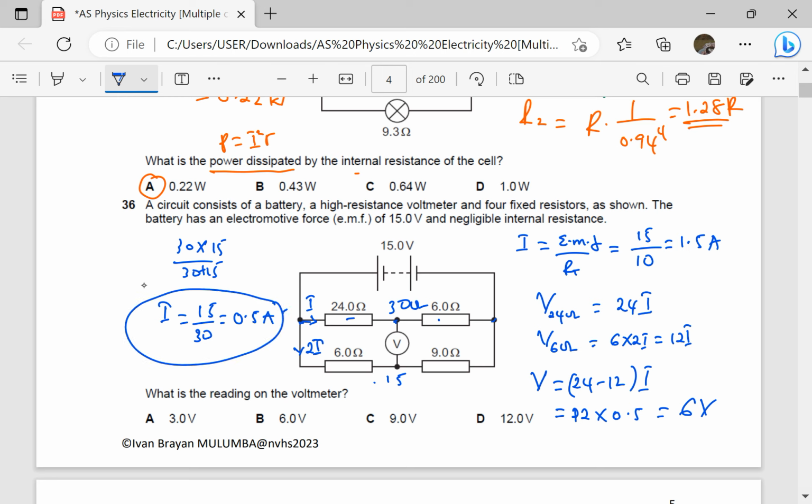The current I is the e.m.f over 30 because of the PD here. Why did I even find the total current anyway? It wasn't necessary, because I'm not even using it. So the current through 24 ohms is 15 over 30. That gave me that current. But now to find the PD across these two points, I get the PD across 24 and the PD across 6, and I subtract, which gives me 6 volts. So our answer is going to be 6 volts.